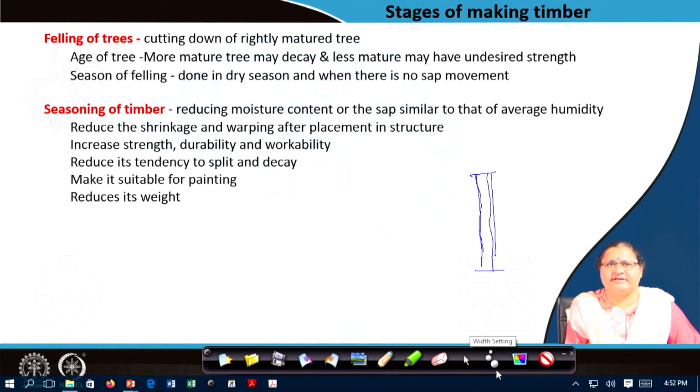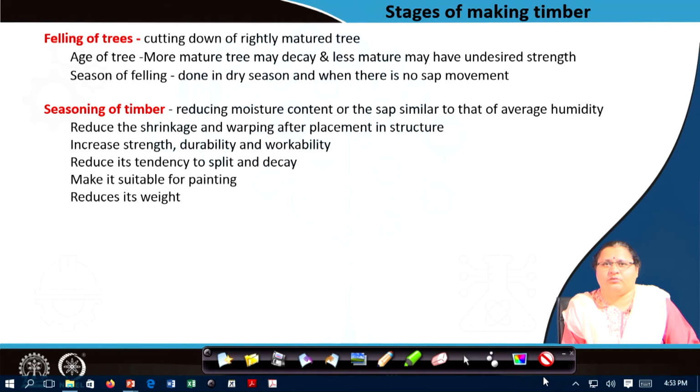Seasoning also increases the strength, durability and workability. What does workability mean here? Workability means cutting of the log. You can work on it if it does not have more sap in it. It also reduces splitting off. So, splitting against the annual ring is a very common phenomenon if it is not properly seasoned.